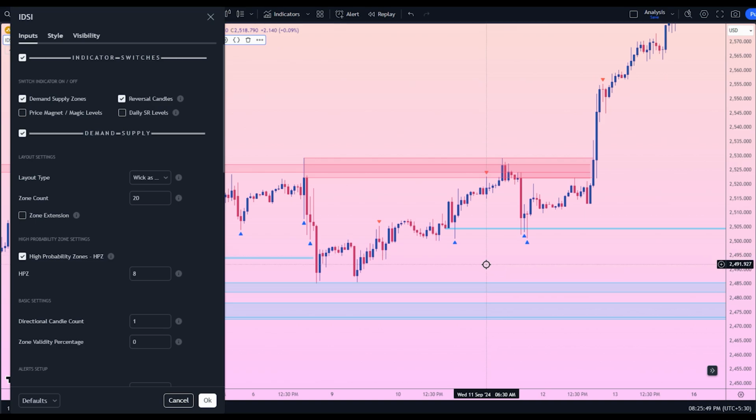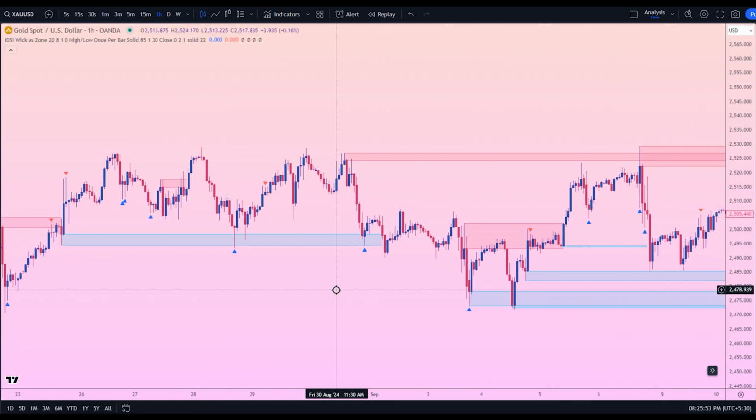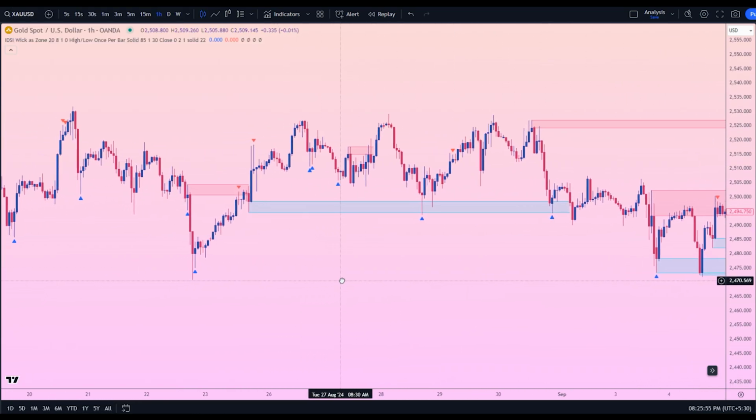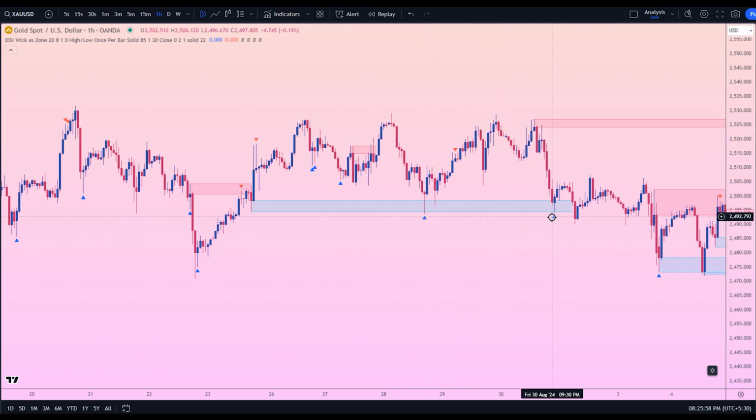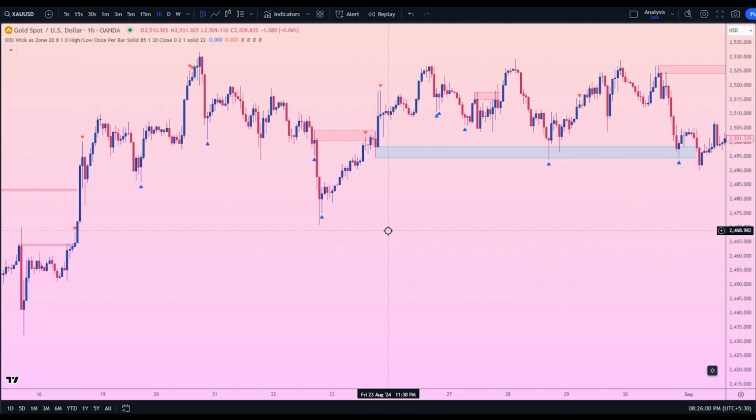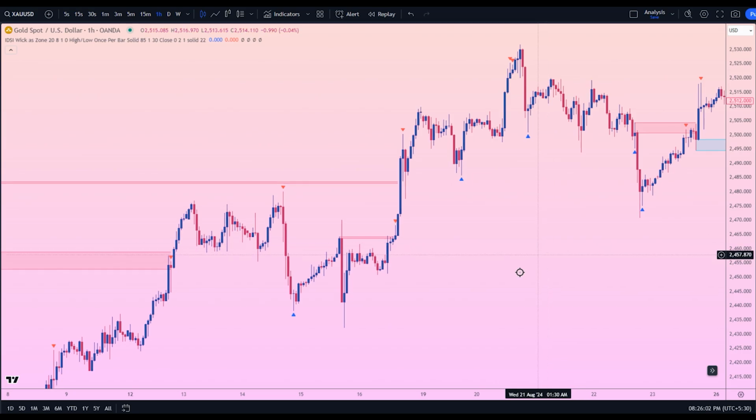Reversal candles. Reversal candles are crucial indicators that may signify the beginning of a new trend or a shift in the current market direction. They often appear near key support or resistance levels, marking a significant change in market sentiment. These candles can signal when a trend is weakening, and traders should be on alert for possible reversals.